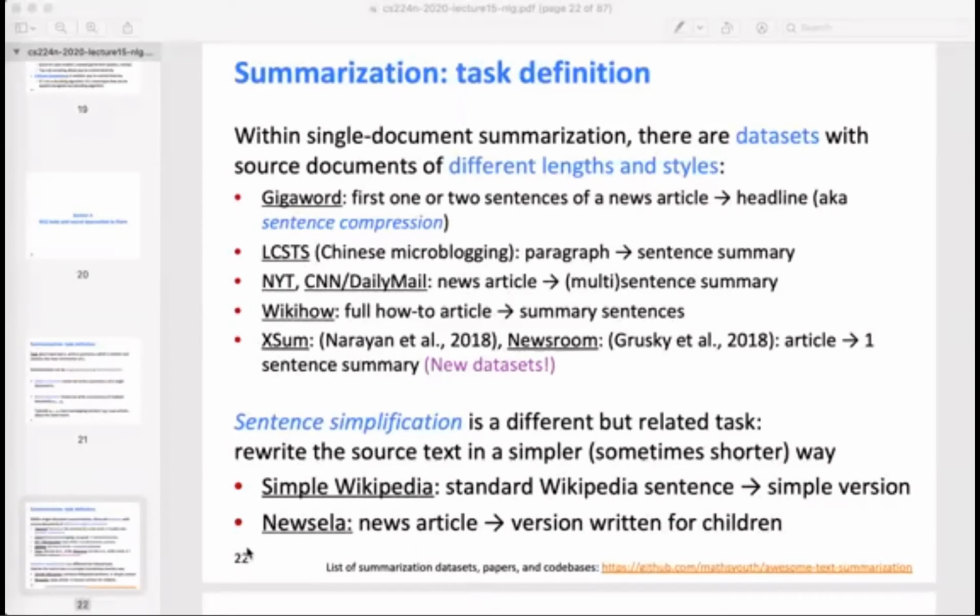So we have Simple Wikipedia, whose task is to turn the standard Wikipedia sentences into a simpler version, basically making the sentence easier to understand, right? And there's the Newsela dataset, and its aim is to write easier to understand versions of news articles for children of different learning levels. So it's kind of cool.